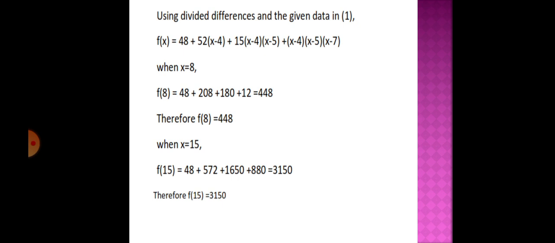And then after getting this polynomial, directly they are applying the x value, that is x equal to 8 here. That means they're getting f of 8 as 448. If we apply x equal to 15, as the above value says, we are getting the value as 3150. This is the Newton's divided differences.